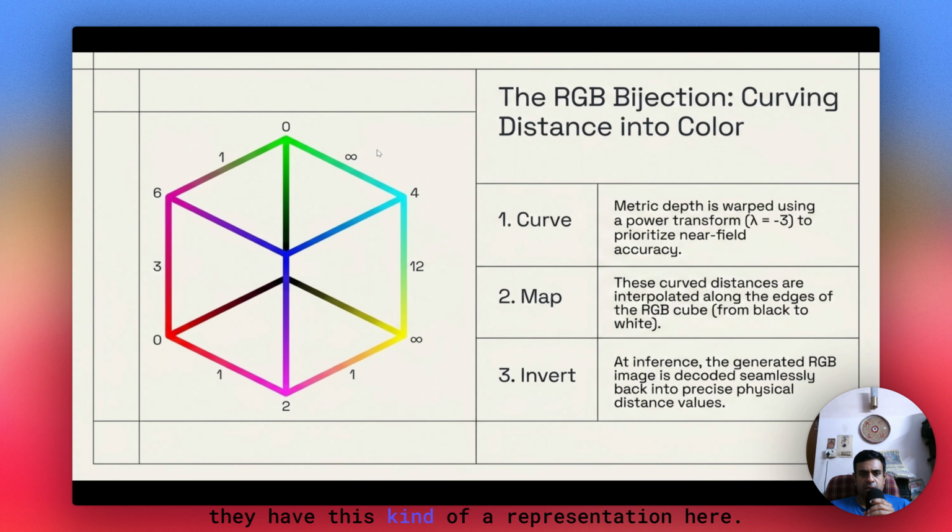So they have this kind of a representation here. So you have this curve. Metric depth is warped using a power transform, lambda equals -3, to prioritize near-field accuracy. So I think what it's trying to say is that something close by in a range, they try to constrain it, and if it goes really far, they may even make it bigger, go beyond that range. So that's what I think. Again, not sure, but with these curved distances, instead of everything being linear, you have something like a log or exponential or a power, something like that.